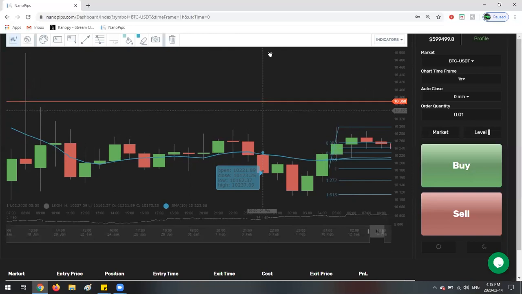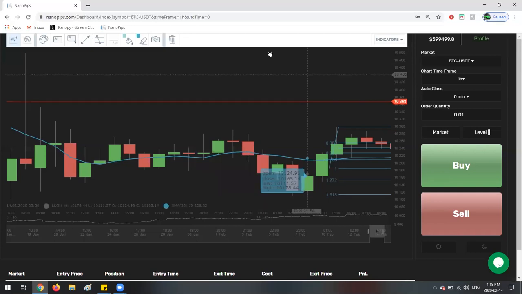So once you test it with historical data, do you test it with a small order quantity? Yeah, you test it with the very lowest order quantity, because making 1% on $1,000 is the same as making 1% on $1 million. There's no difference.